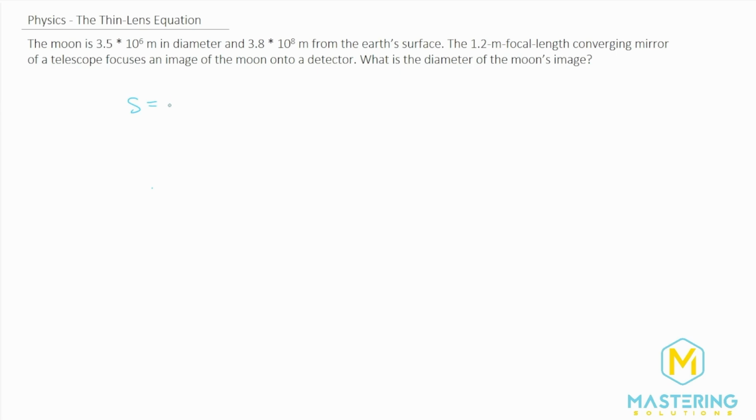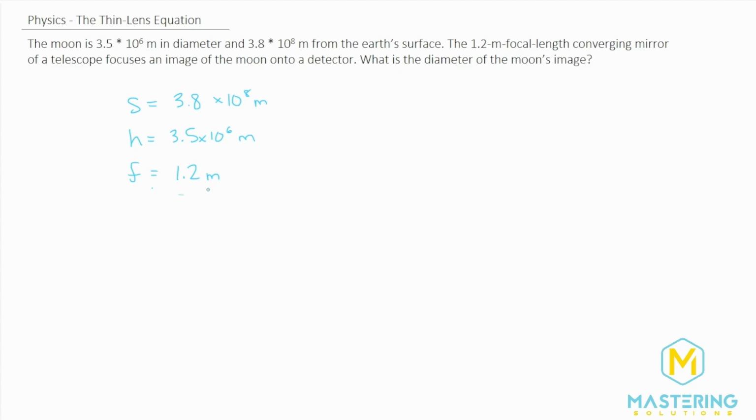If we make a list of everything we're given in the question, we're told that the object distance, which in this case is the moon, is 3.8 times 10 to the 8 meters away from the Earth. So that is the object distance for this question. We're told that the image height, or the diameter in this case, it's the same thing, is going to be 3.5 times 10 to the 6 meters. We're also told the focal length of this converging mirror, and that is 1.2 meters. All of them are in SI units already, so that's nice. We don't have to convert anything.